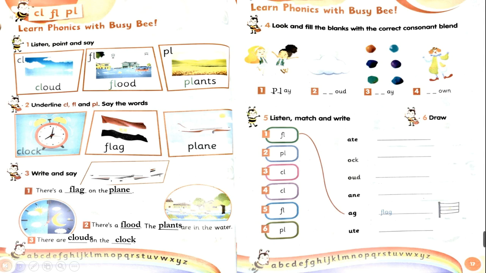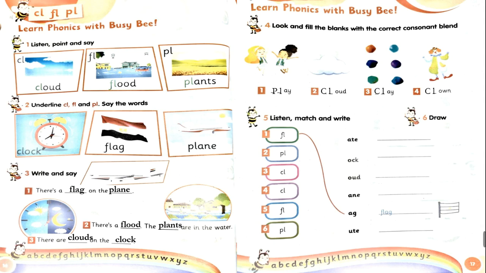Exercise number 4. Look and fill the blanks with the correct consonant blend. Now, number 1. Use a consonant blend, CL or FL or PL. In here, play. Excellent. Number 2. Cloud. Number 3. Clay. Number 4. Clown.